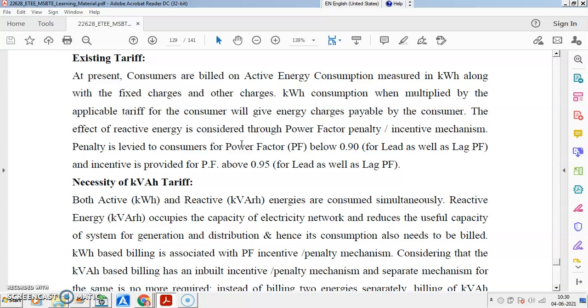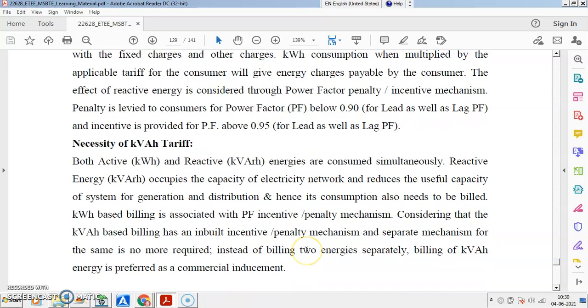Are you understanding what I am saying? Reactive energy is decreasing the quality. The reactive energy occupies the capacity of the electrical network and reduces the useful capacity of the system, generation and distribution. Hence, the consumption also needs to be billed. Which consumption? Reactive consumption also needs to be billed.